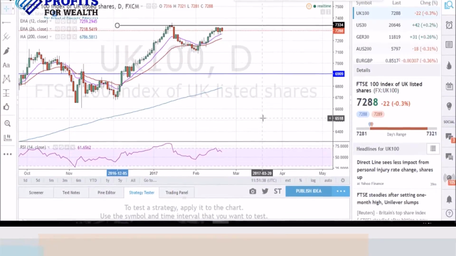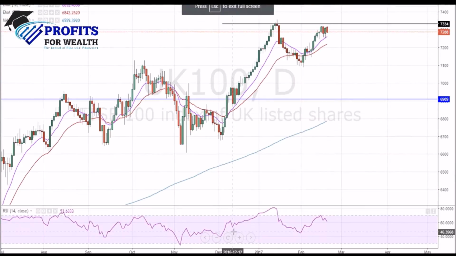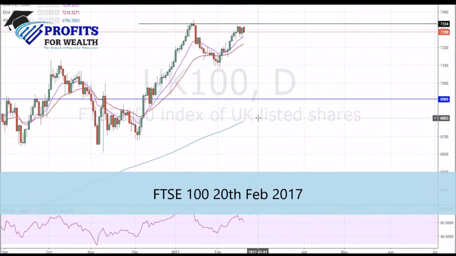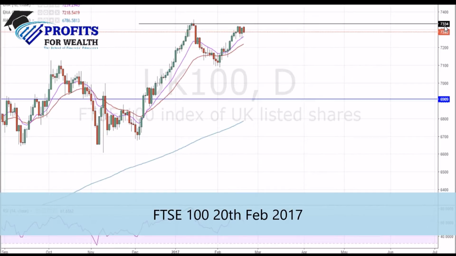So the very first security I'm looking at is FTSE100. As you can see here, I'm looking at the FTSE100 chart, and I have drawn this line which is at the price of 7334. This is the line of 7334, and this line is our resistance level. It means the market actually tried to get up there and break through that price, but it couldn't. So that price is acting as a price barrier for us.